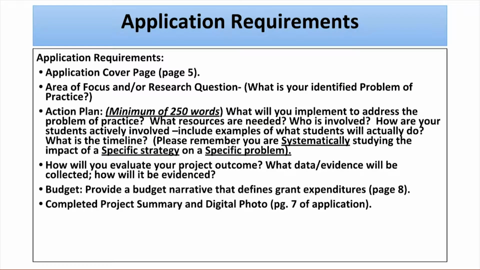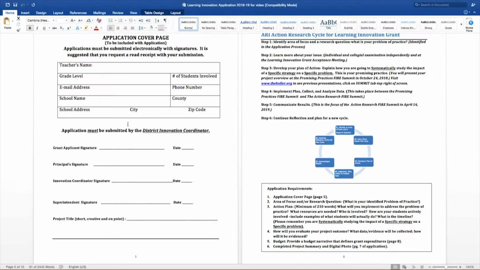Now, the application requirements, and I want to say this, everything is in the Learning Innovation Grant application. Everything I'm going over, all this information is spelled out in there, but I just wanted to go over it myself, put it in a PowerPoint, and it'll be something that you can just refer to. Okay, we're looking on page 5 at the application cover page, and this must be included with your application.